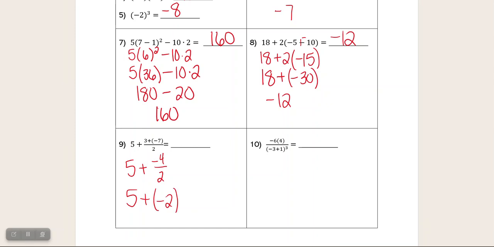And I like to put those parentheses sometimes around those negative numbers just so we don't miss them. 5 plus -2 is +3.